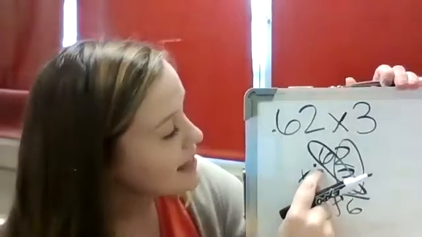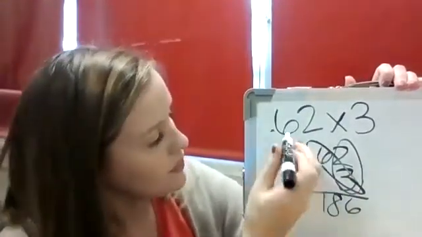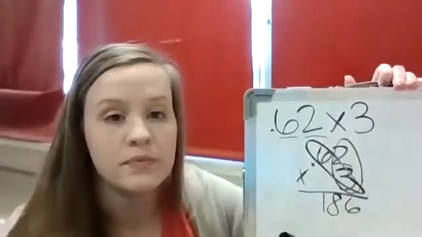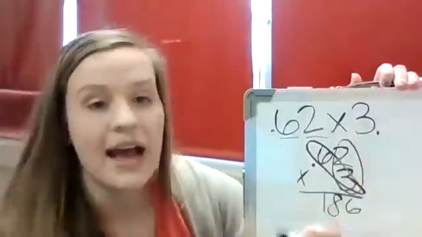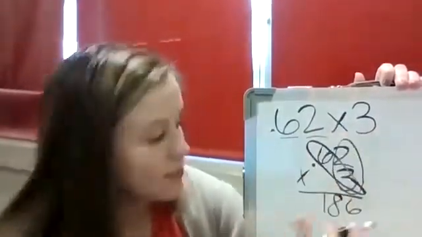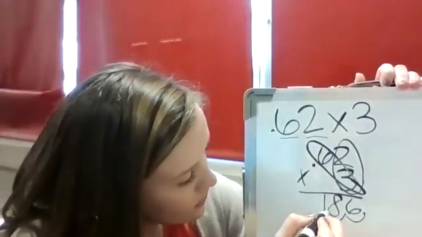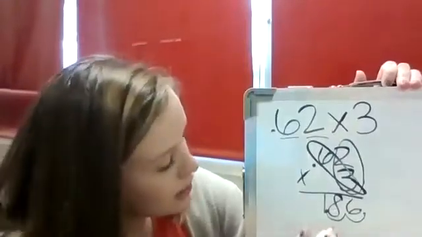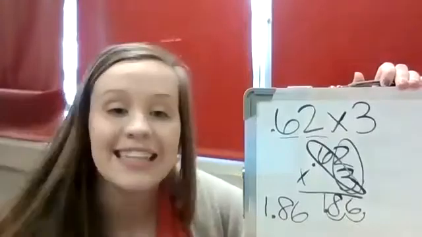So we count how many digits are behind the decimal in 0.62. 1, 2. What about 3? None, because if 3 had a decimal, it would be back here, right? So there aren't any digits behind the decimal. So we have 2 digits behind the decimal. So if we start here, we're going to go 1, 2. We have 2 digits behind the decimal. So our answer is just 1 and 86 hundredths.